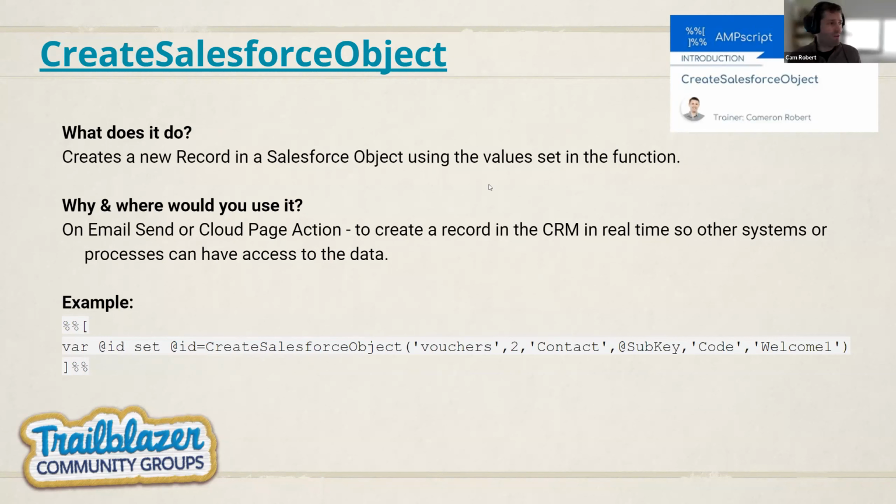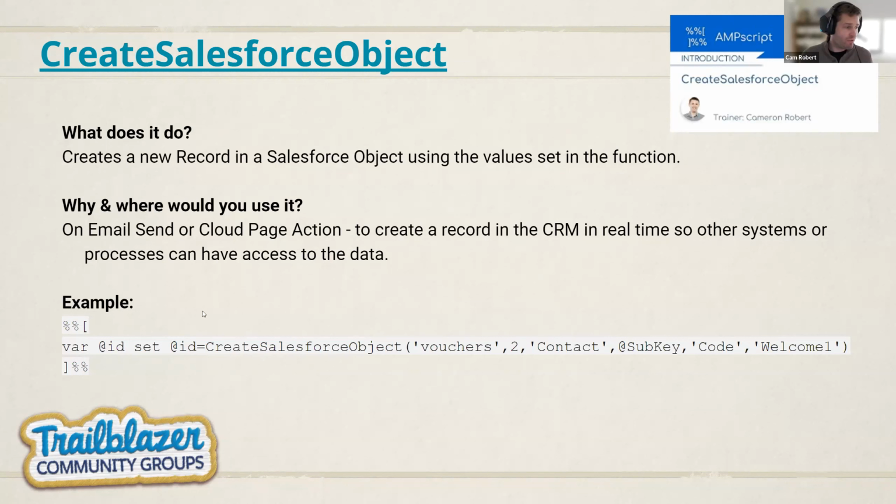So what does it do? Well, CreateSalesforceObject is exactly what it sounds like. It is going to create a new record inside of a Salesforce object using the values you specified in the function. So within Marketing Cloud, I can add a new record into any object, like a data extension, inside of Salesforce CRM, when the AMPscript function is called.